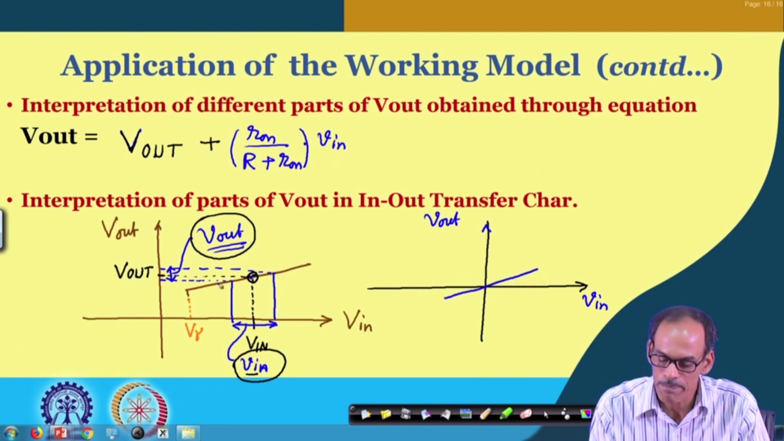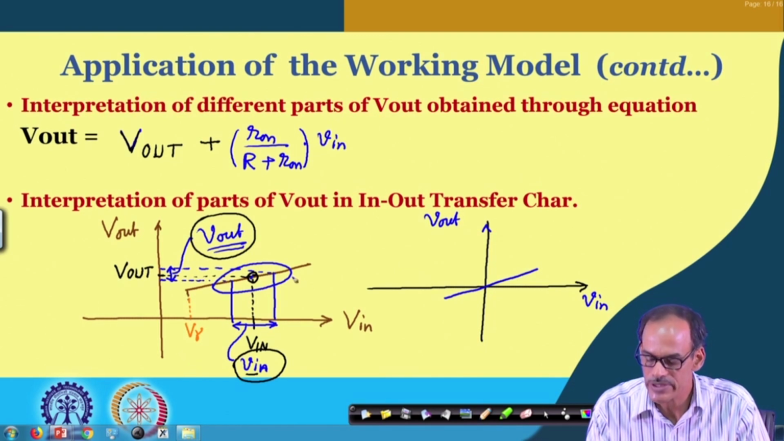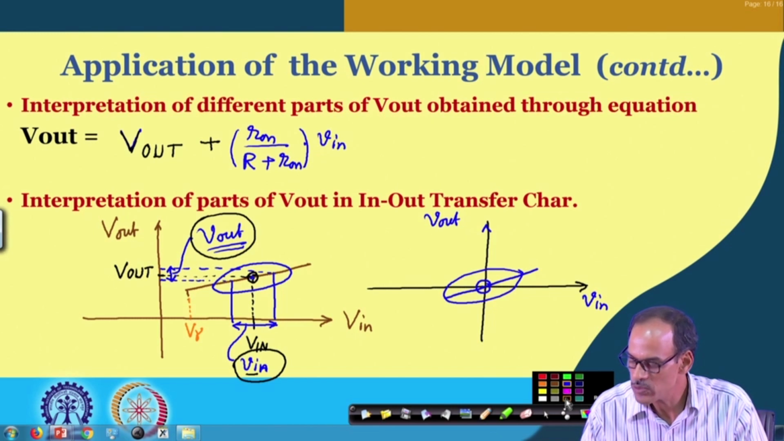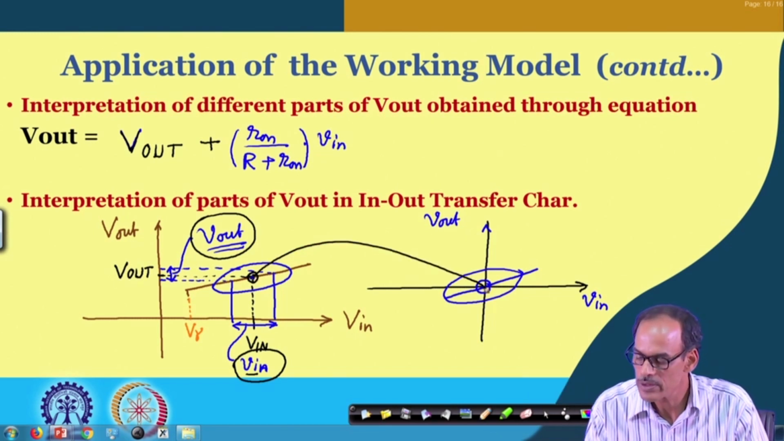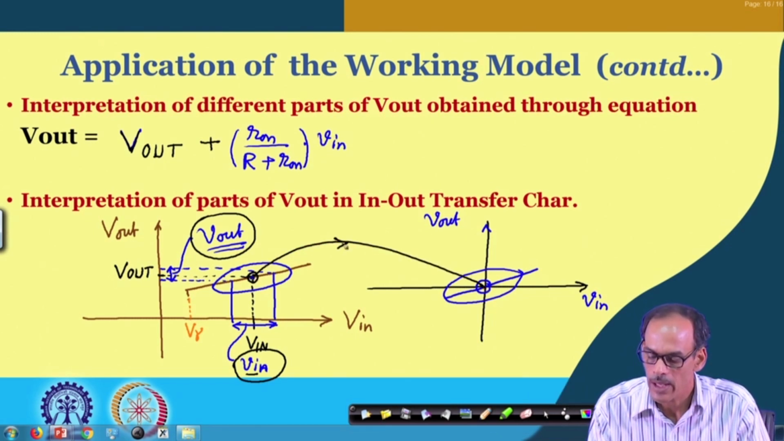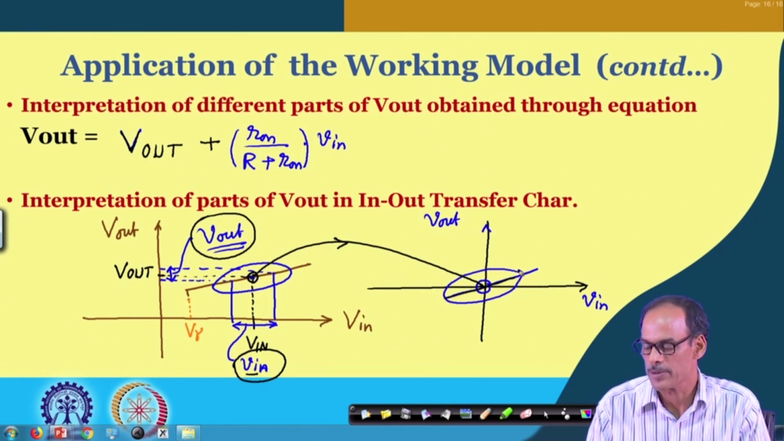What is this part? This part of the input to output transfer characteristic curve, it is getting shifted to the origin of this new graph. So, we can say that operating point is getting shifted to the origin of this characteristic curve, and the line segment it is getting retained.